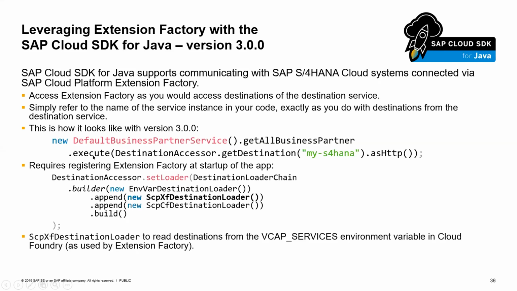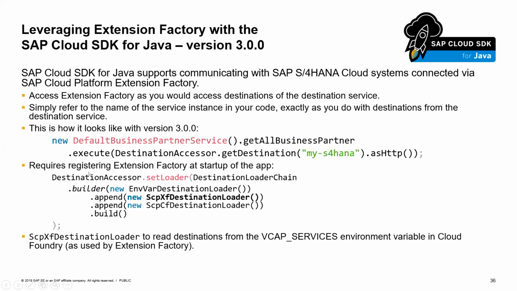And now when executing this call, you supply the destination to which to connect, and here you can just use the destination accessor, which is the central place in version 3 to get access to those downstream systems, in this case to get a destination that actually represents the service connected by SAP Cloud Platform Extension Factory. So suppose you have registered an S4HANA system under the name My S4HANA via Extension Factory, you can just get this destination as you would any other destination and supply it when calling this OData service for the business partner.